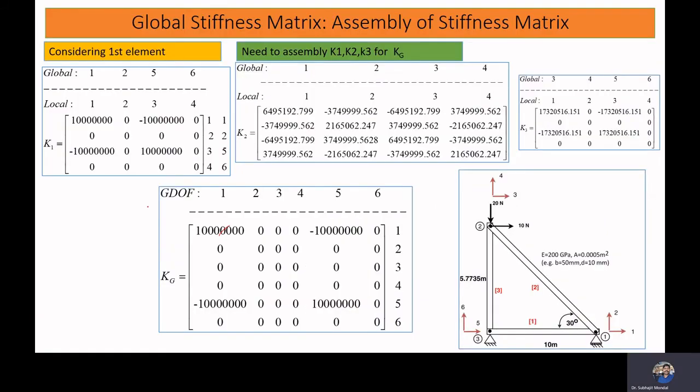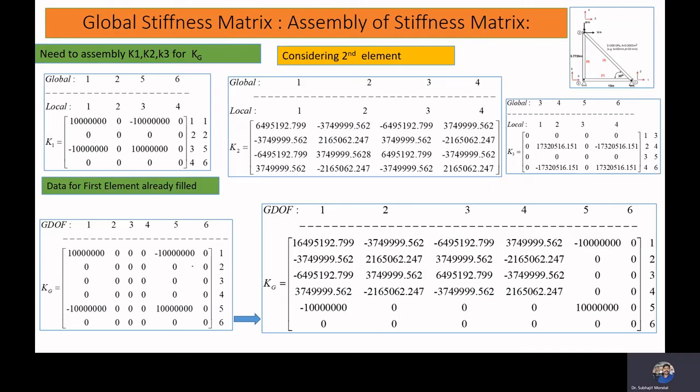So we fill 4 non-zero terms from element 1. Now we'll go for element 2. Now this part you have already obtained. Okay, now what we'll do, we'll add the stiffness model of the second element to this 6 by 6 matrix.